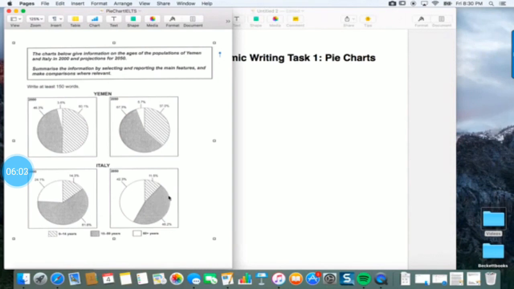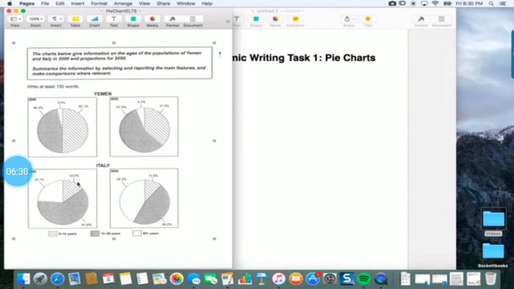And finally, 15 to 59. It's still the biggest group in Italy, and that's a key thing. In both, it's bigger. However, between this age group, 60 plus, and 15 to 59, they've come a lot closer together. You see, that's the type of analysis you need to pay attention to. Overall, both countries get older.